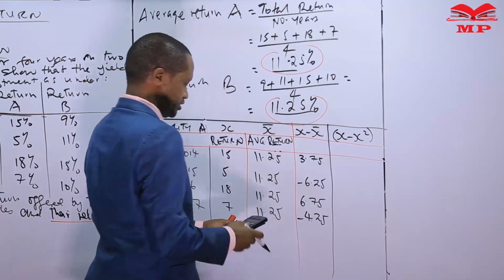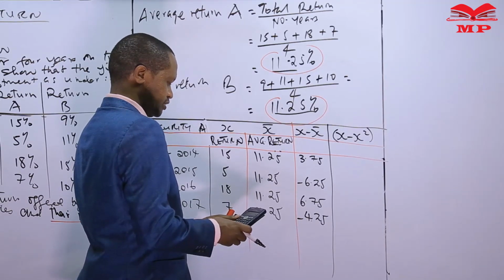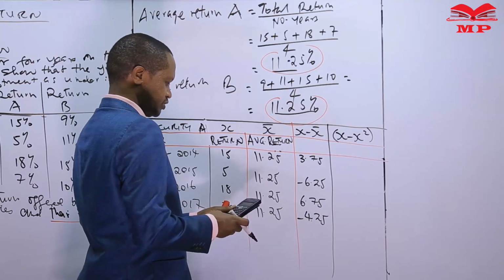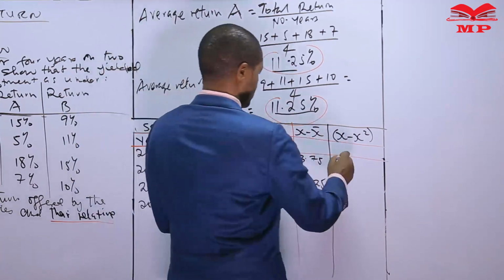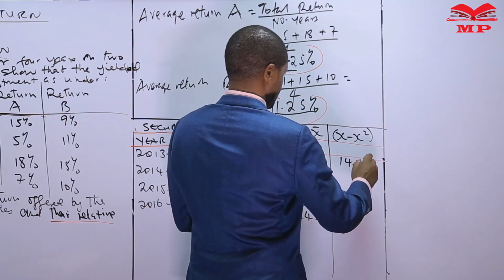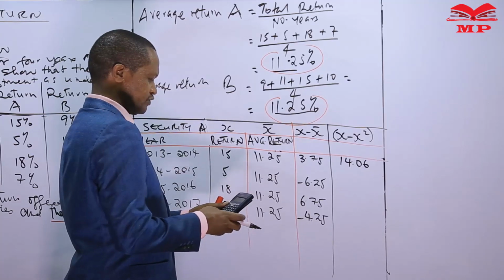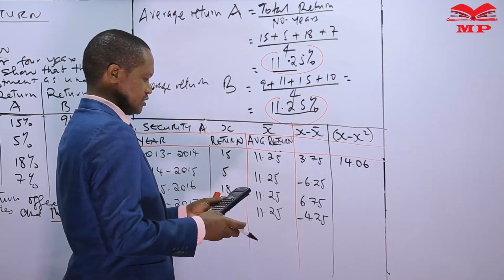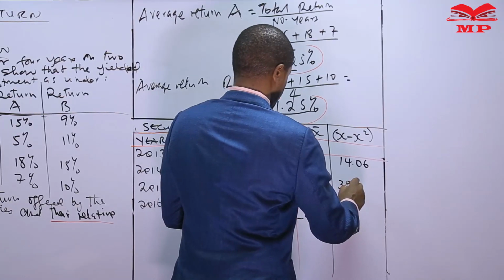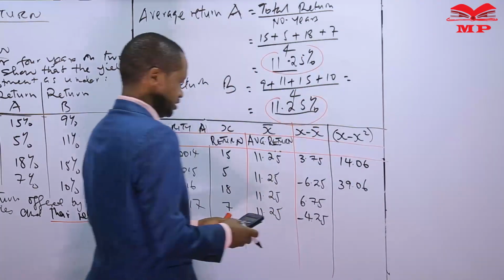Okay, we square. Get the square of 3.75. 3.75 squared is equal to 14.06. Next, 6.25 squared is 39.06.